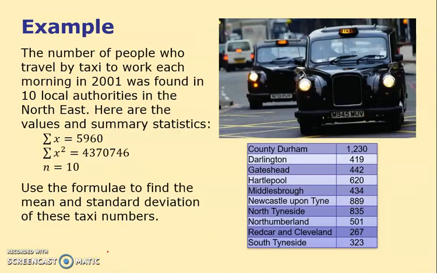Here's another one. Notice this one though. It says number of people who travel by taxi to work in the morning in 2001 was found in 10 local authorities in the northeast. Here are the values in the summary statistics. So it's how people get to work, and it's the number of people travelling in these different local authorities every day in the northeast of England. And it tells me to use the formulae. So even though they've given me this, it very particularly says use the formulae. So I better use them if I'm going to get all the marks for this question.